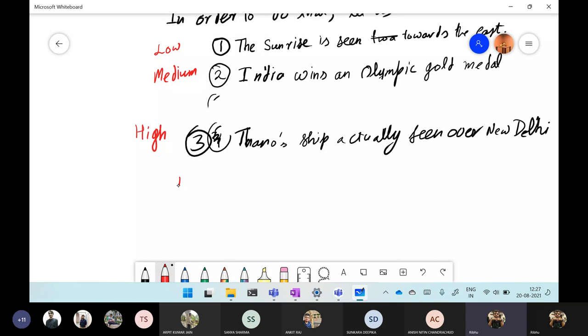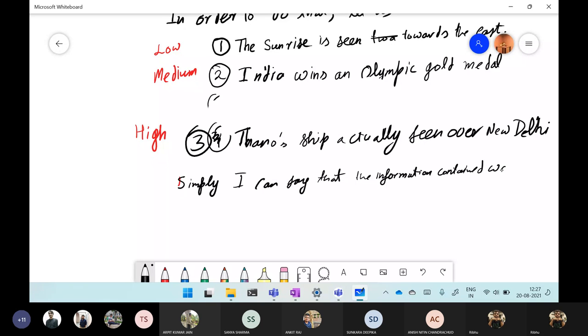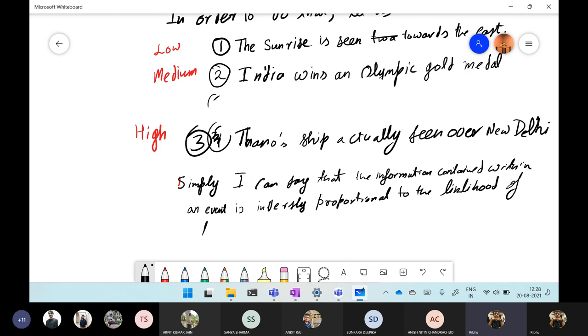So in other words, simply, we can say that the information contained within an event is inversely proportional to the likelihood of that event happening.